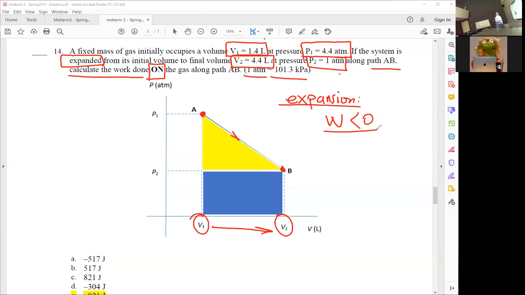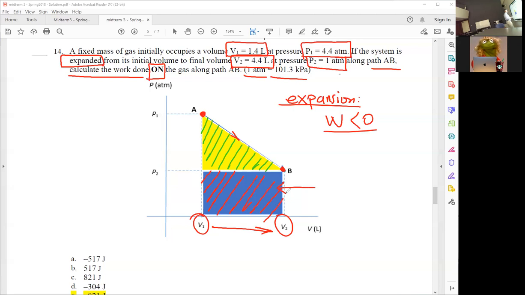Now, how do I calculate this work? By calculating the area under the graph. So now you can see I have two parts. I have a rectangular part and I have this triangular part too. So here we need to calculate the areas from both and then add them up. And then my work, the total work, I'll assign a negative sign to it. So here, I'll start with the area for the rectangle.